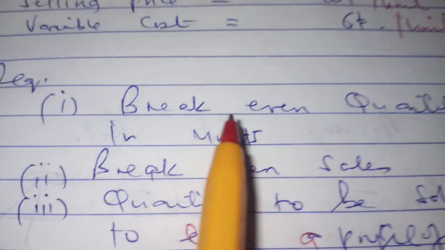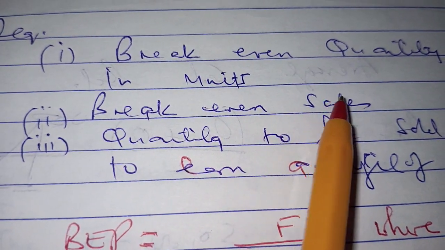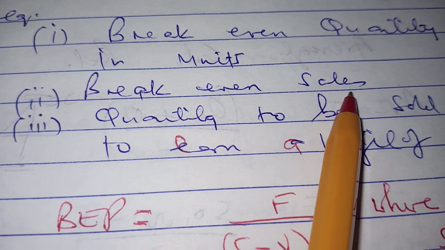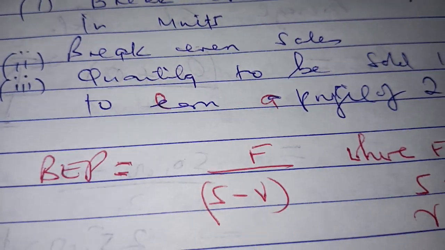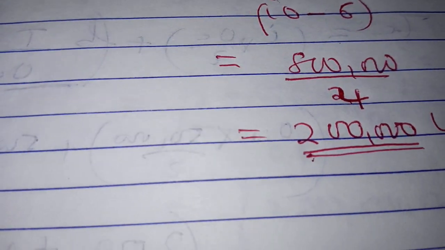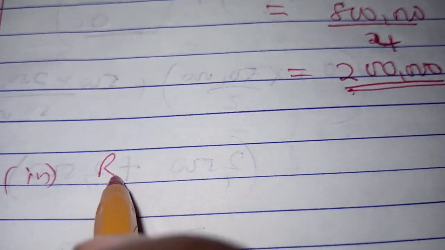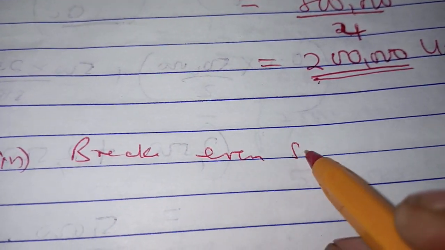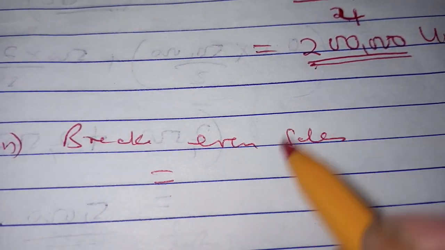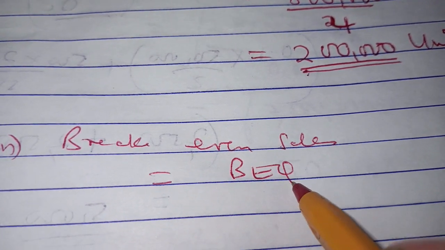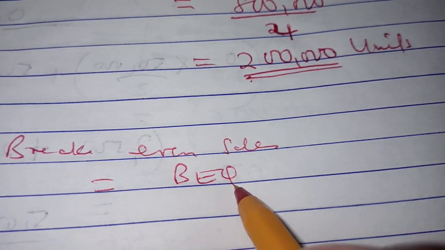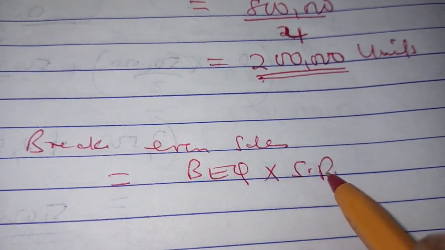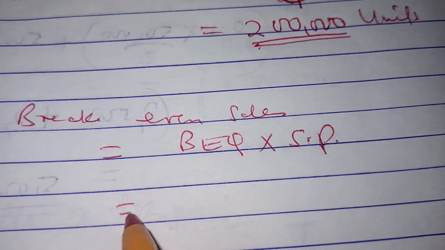Right, the next question is the break-even sales. Once we have found the break-even quantity, now we are required to get the break-even sales. So Roman 2, the break-even sales. Break-even sales is given as the break-even quantity that's already found as 200,000 units, then you multiply by the selling price. The selling price is also given as 10 shillings.